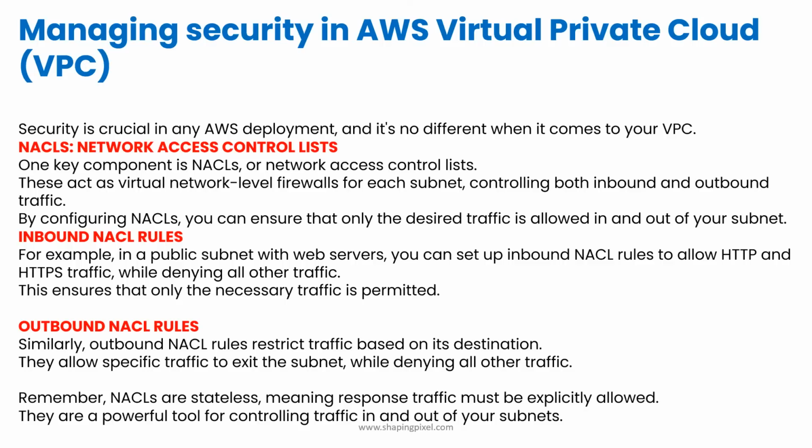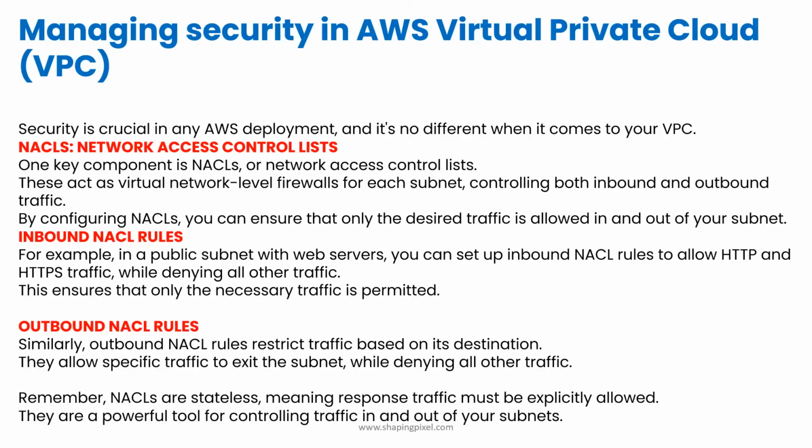Managing security in AWS Virtual Private Cloud. Security is crucial in any AWS deployment, and it's no different when it comes to your VPC. One key component is NACLs, or Network Access Control Lists. These act as a virtual network-level firewall for each subnet, controlling both inbound and outbound traffic. By configuring NACLs, you can ensure that only the desired traffic is allowed in and out of your subnet.